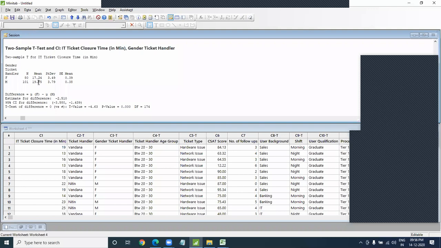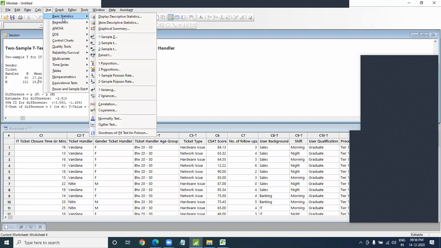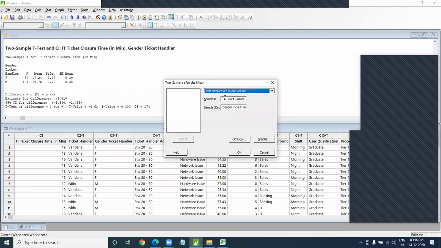Let me do it once again for some other x, and let's understand how it works out. Stats, basic stats, two sample t. On the top goes my y, and here goes my x. So I've got my shift, I guess. For shift we have morning and night, I guess two shifts only.